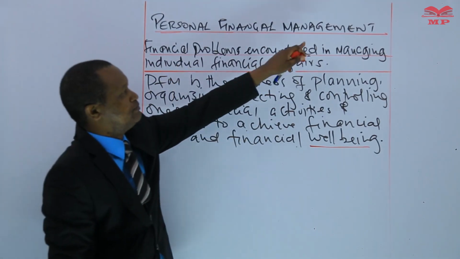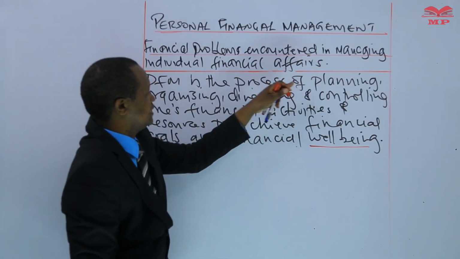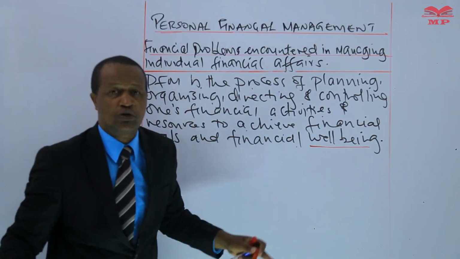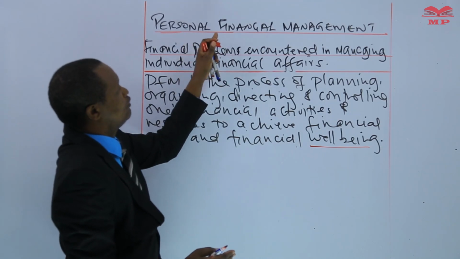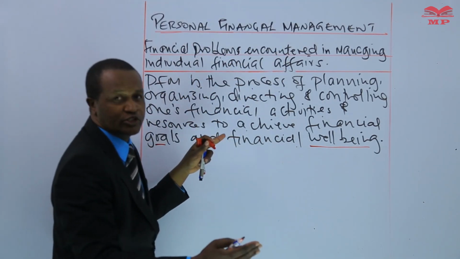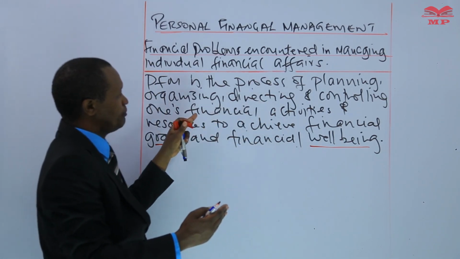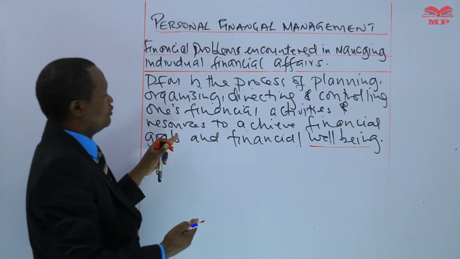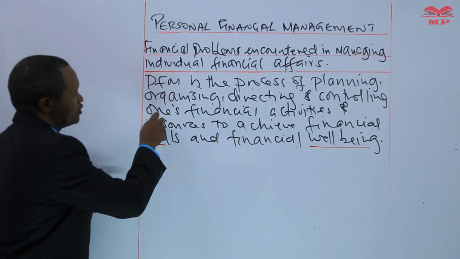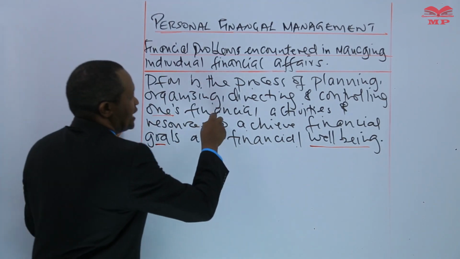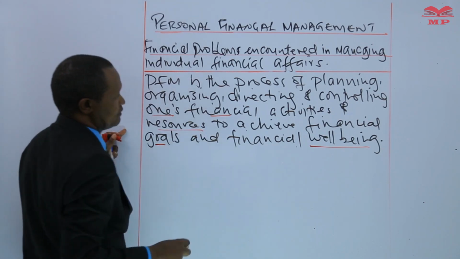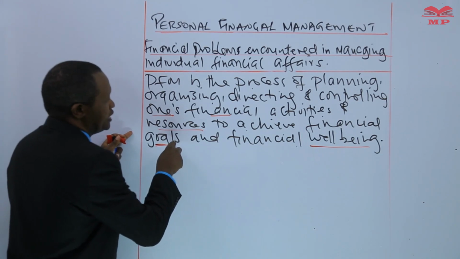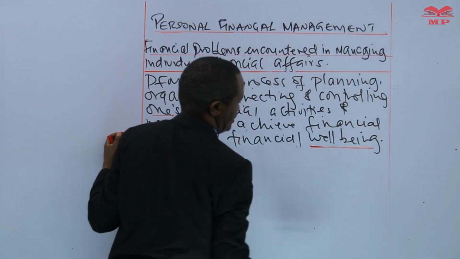Candidates, we know management is the process of planning, organizing, directing, and controlling. That's the meaning of management. But here we are referring to personal financial management. Then this process refers to the activities of an individual or a household's financial activities and resources. And what is the purpose? The purpose is to achieve financial goals and financial well-being.